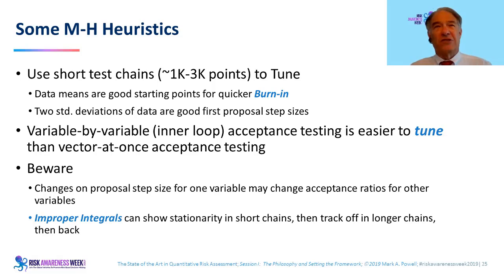Improper integrals, strangely, can show nice stationarity in short chains, maybe 1,000, maybe 500 points, and then track off in a longer chain and then come back, just stationarity. Here, of course, the thing is to go ahead and use a pseudo-ignorance prior to get rid of those track-offs. But that does happen quite often. Sometimes an improper integral actually becomes stationary really, really well. Quite often that happens. It's not a given thing if you have an improper integral that you have to go to a pseudo-ignorance prior. But a pseudo-ignorance prior can help you.